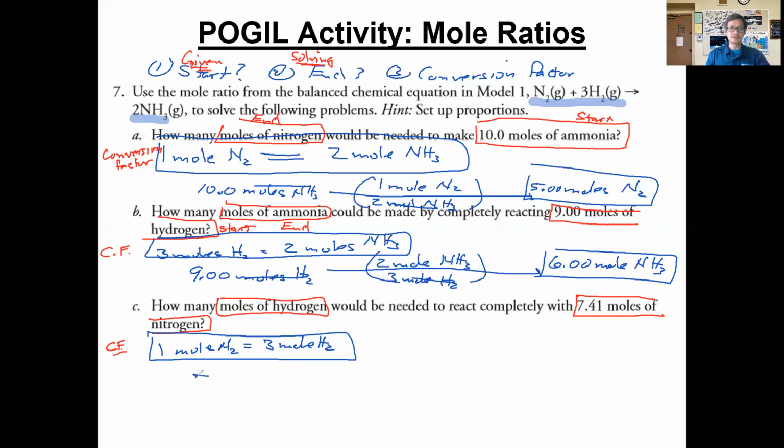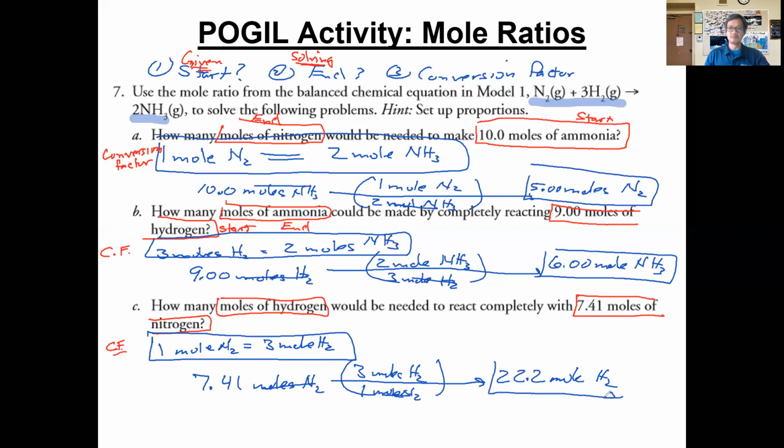Okay, all right, so let's go ahead and write out what we have. We have 7.41 moles of nitrogen, and we are solving for moles of hydrogen. Plugging in our conversion factor, hopefully you see it's going to be 3 moles of hydrogen over 1 mole of nitrogen. Why? Because that cancels out here. And if you plug that in, you get your answer as 22.2 moles, and hopefully you got that, folks, moles of hydrogen.